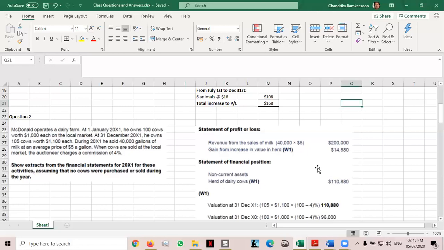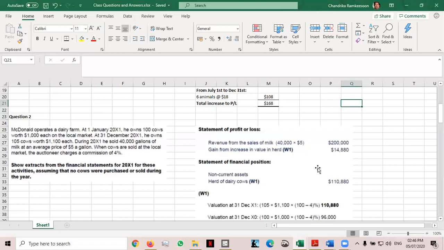Show extracts from the financial statements for X1 for these activities, assuming no cows were purchased or sold during the year. Now, in case you're wondering, how could no cows have been purchased or sold during the year? And at 31st December, he owned 105 cows. And you may be saying, well, is this a riddle? And the riddle sounds like this.